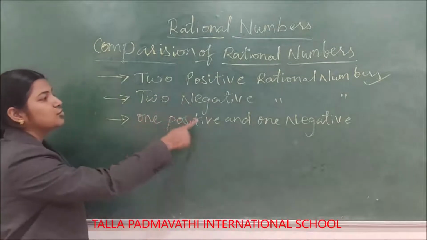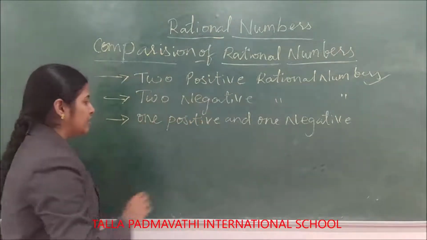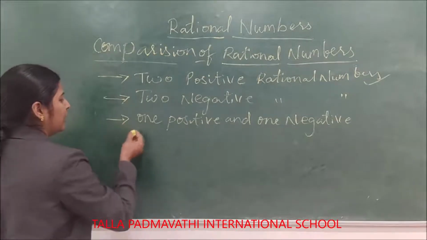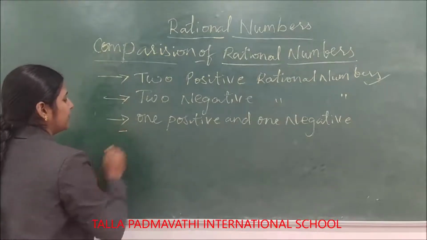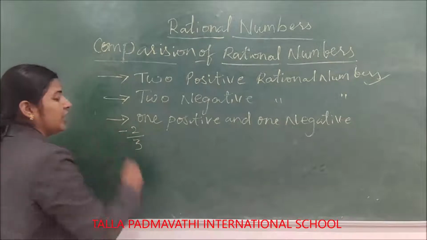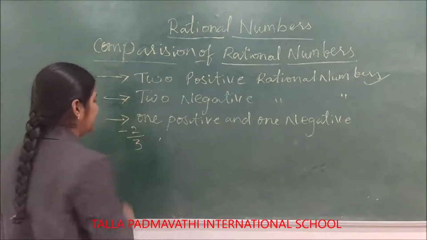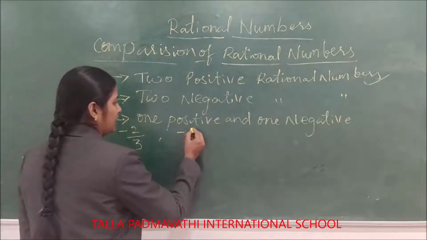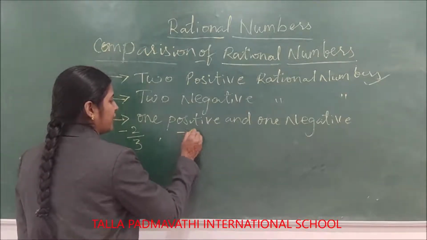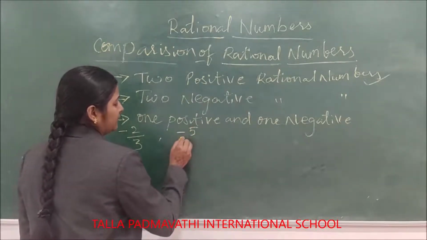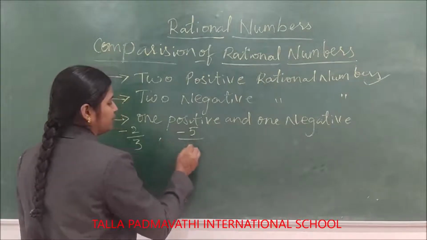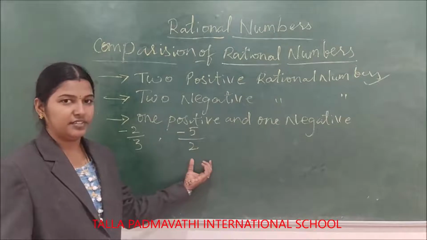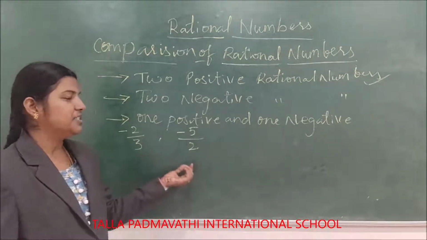Now we will see two negative rational numbers. Let us first compare the two rational numbers. Let us take them, children: minus 2 by 3, and the other number, minus 5 by 2. See children, we are going to take these two rational numbers and now we are going to compare them.